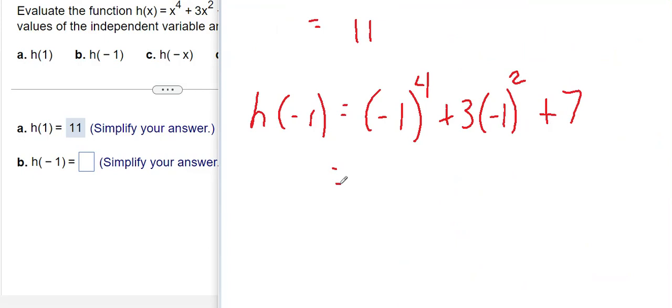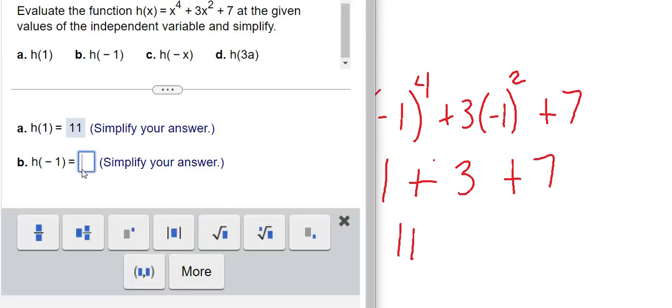Doing it manually, 1 times 1 times 1 times 1 is going to be 1. Negative 1 times negative 1 times negative 1 times negative 1 is also going to be 1. Same thing here. A negative 1 times a negative 1 is a positive 1, so that's a 3 plus a 7. And so this time the answer is also 11.